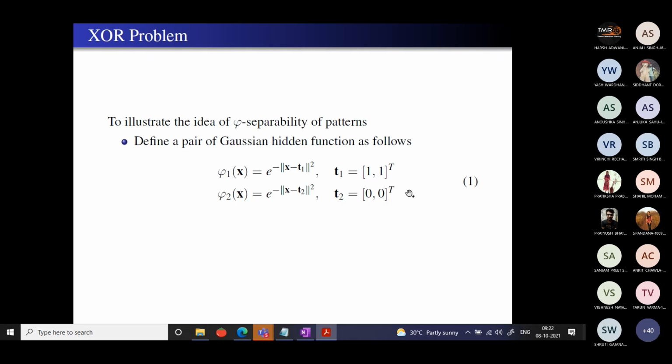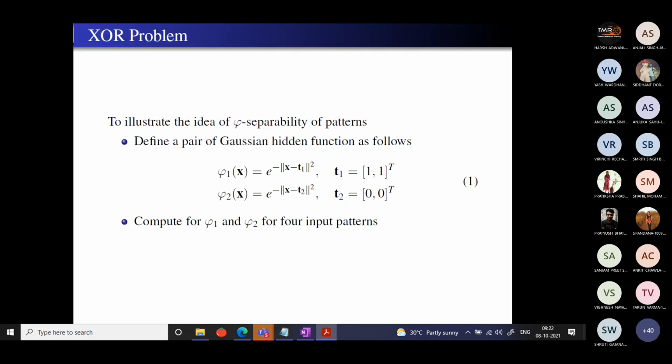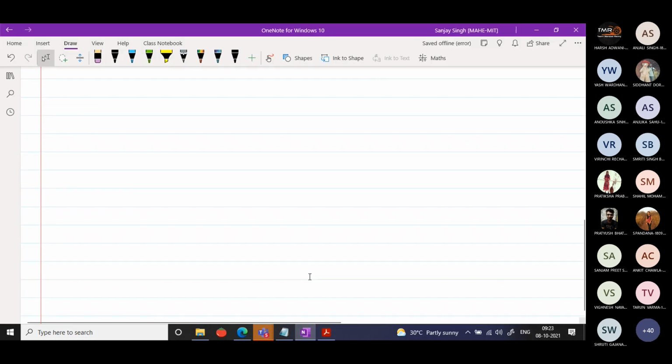Now based on this, first let's try to understand how these values will be calculated. For four input points we need to compute the values, so let's go to the board.